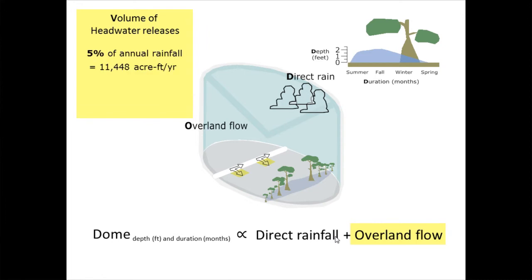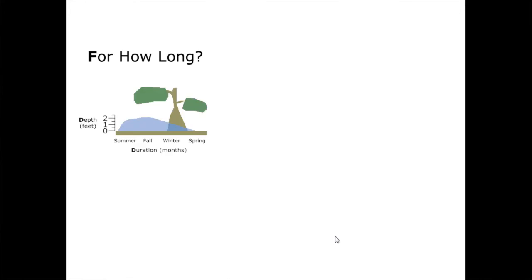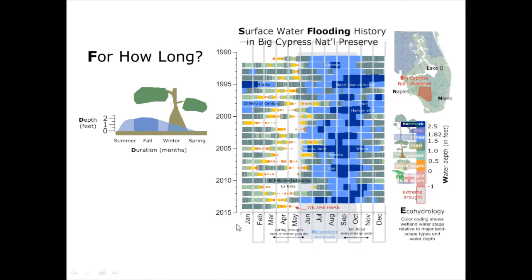If we say that overland flow is equal to 5% of the annual rainfall, we're talking about 11,000 acre feet per year. If we're saying that overland flow is equal to 10% of the annual rainfall, it's about 23,000 acre feet per year. So for how long does that overland flow seasonally persist across the landscape? Well, again, we're looking at the sheet flow season as being this late summer, early fall period. And if we look at the historic data set for Big Cypress National Preserve, this is a surface water flooding history for Big Cypress National Preserve.